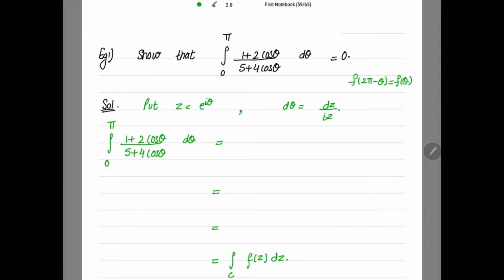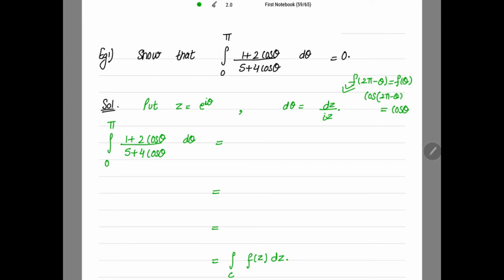If this rule is applied, why is this f of theta? Because cos of 2 pi minus theta is always equal to cos theta. So whenever cos is present in the integration, you just have to change the limits of the integration because this rule is always applied. And because cos of 2 pi minus theta is always cos theta, we always get our integration path back, which is given to us.